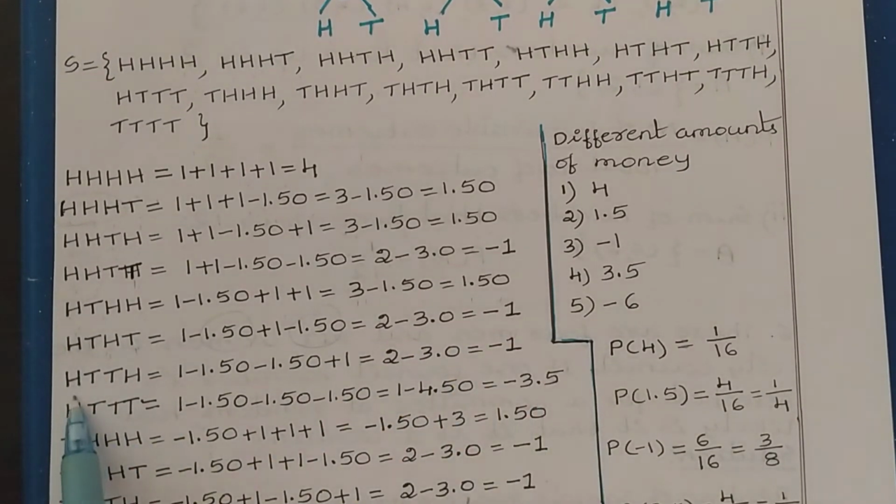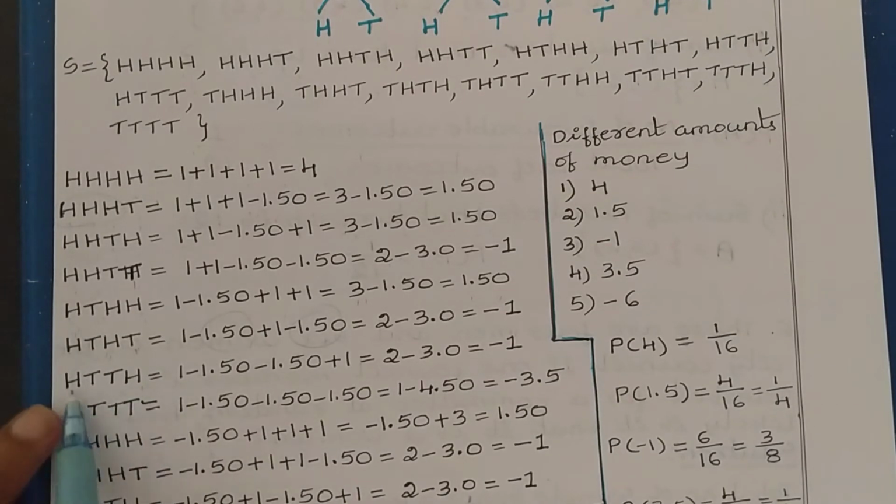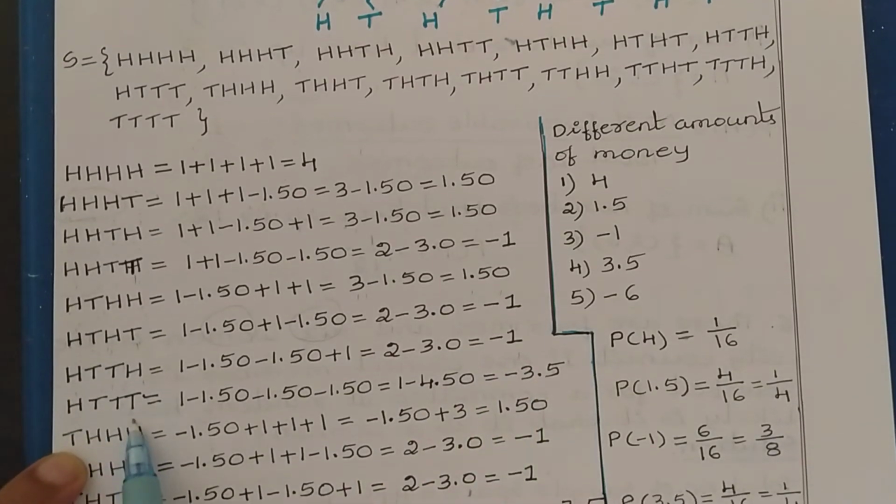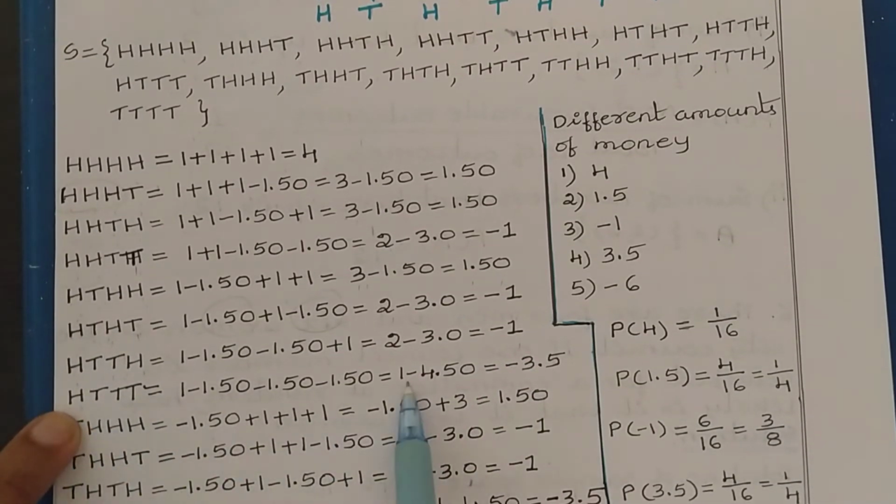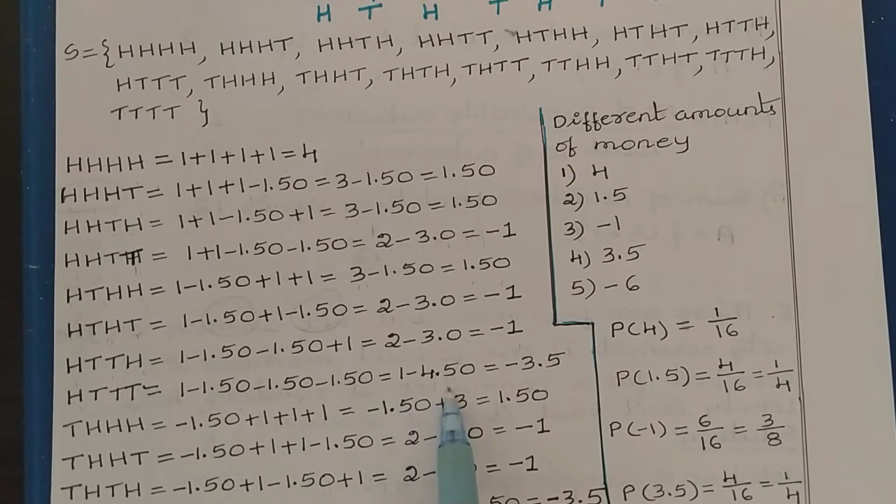Then we have head, tail, tail, head. Here we have 2 heads and 2 tails. So we get the same answer minus 1. Then head and 3 tails. So for 1 head 1. Then for 3 tails minus 1.5, minus 1.5, minus 1.5. So here we get minus 4.5. So 1 minus 4.5 gives the answer minus 3.5.